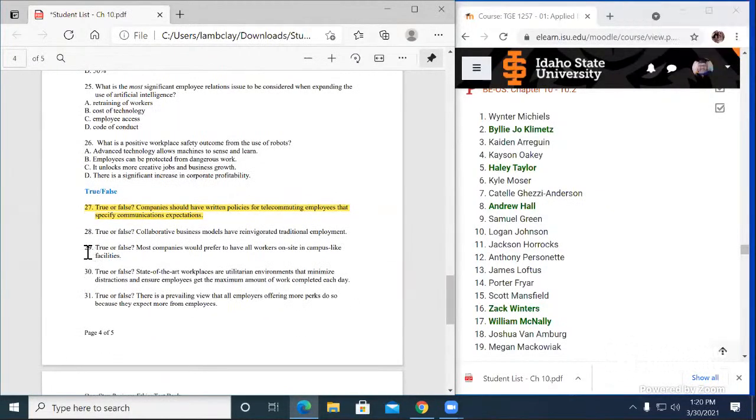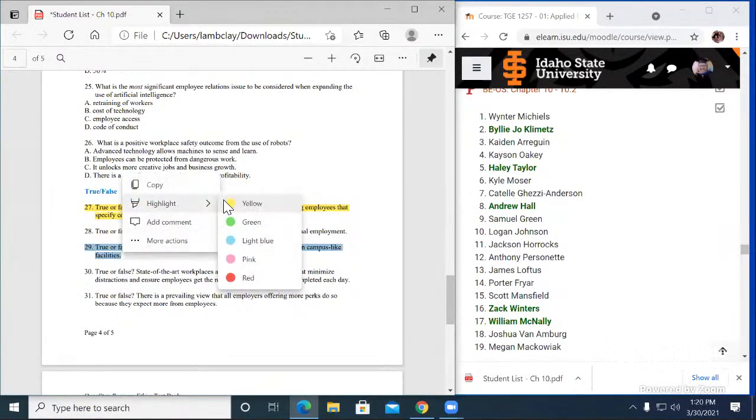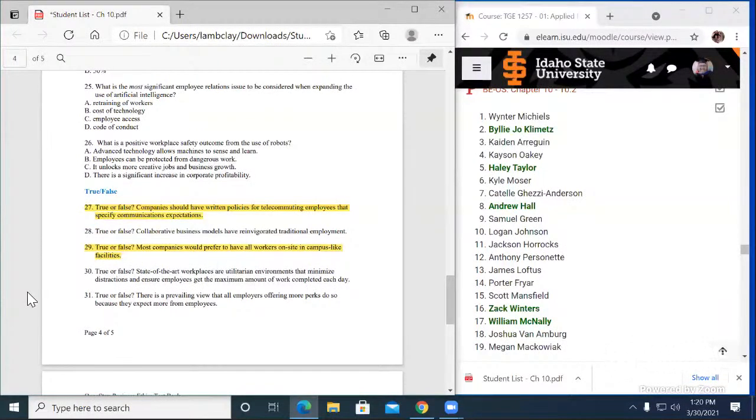True or false, most companies would prefer to have all workers on site in campus-like facilities. That's false. To start there, without the campus-like facilities, there's a lack of the commute, and remote workers typically have more time and fewer distractions. This doesn't apply to all workers, of course, because of those that have little kids to take care of. On top of it, equipment costs are reduced because they have fewer people needing computers in the office.